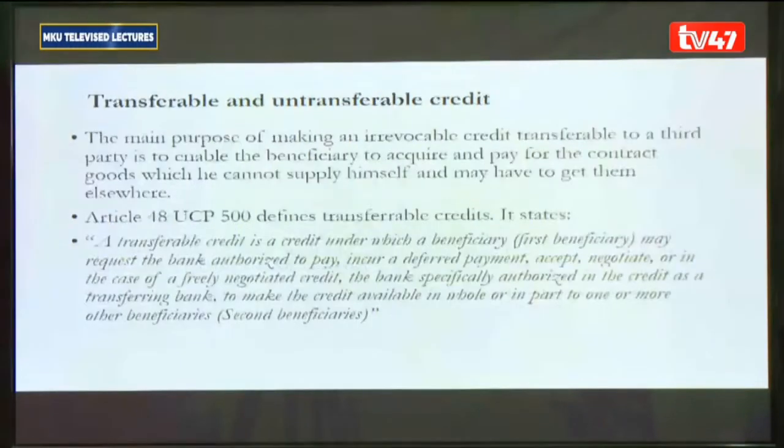Okay? Now, let's look at transferable and untransferable credit. The main purpose of making an irrevocable credit transferable to a third party is to enable the beneficiary to acquire and pay for the contract goods which he cannot supply himself and may have to get elsewhere. Remember, the beneficiary is the seller. So if he gets an order of 10 billion and he cannot raise that sum of money, the transferable letter of credit would enable him to sell that letter of credit to somebody else to receive the funding that he needs so that he can provide the goods.